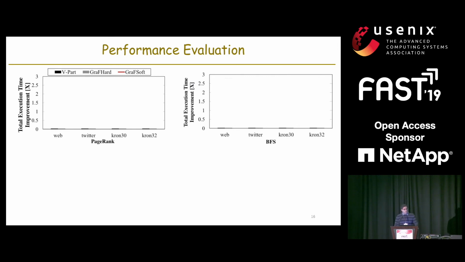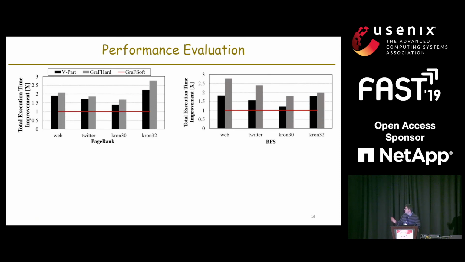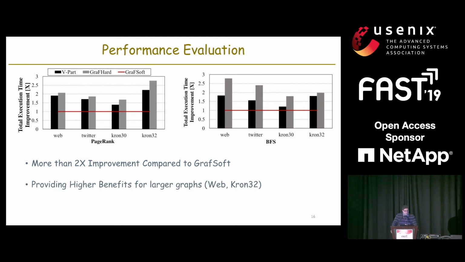And all these performance numbers are normalized with respect to GraphSoft. So the red line is GraphSoft, which is 1. And then the black bar is our proposal. We can see that sometimes we can get more than 2 times better performance compared to GraphSoft. And also, in many cases, we can almost capture most benefits of FPGA-based implementation, but without actually having any FPGA-based implementation.